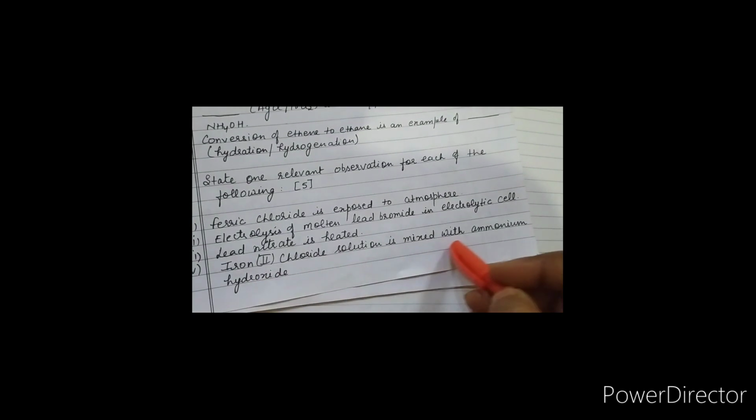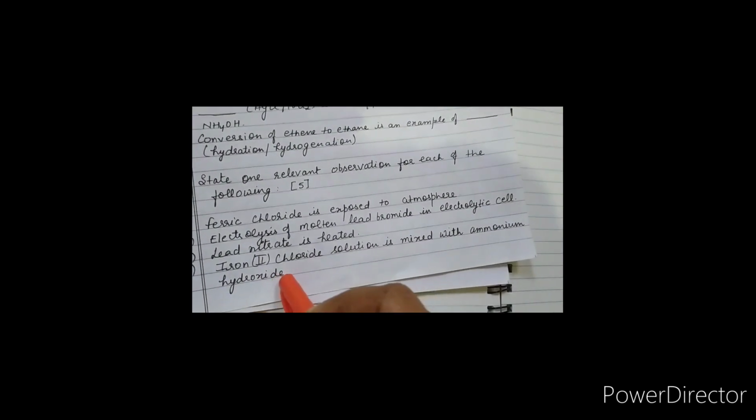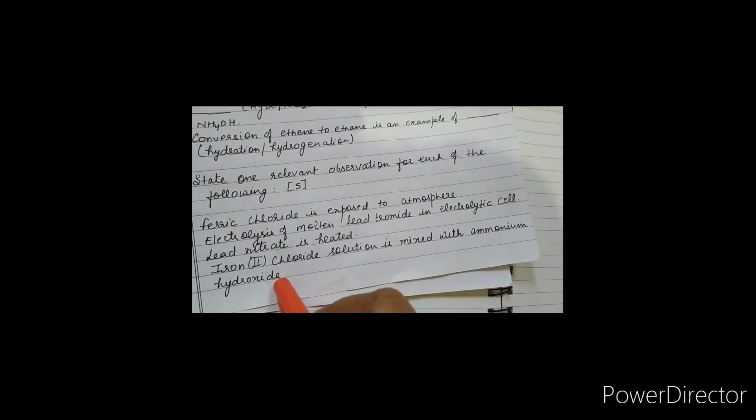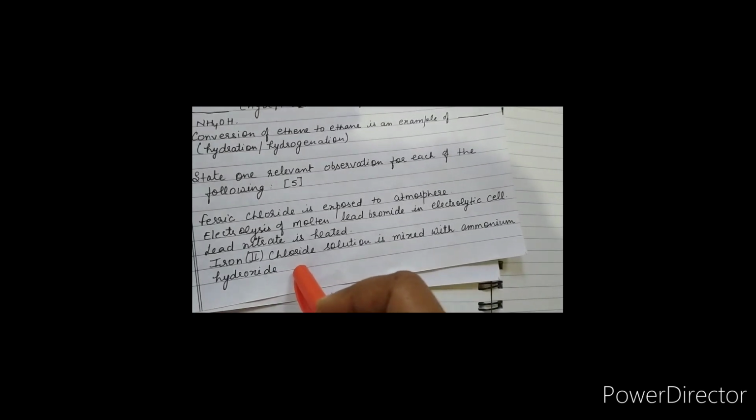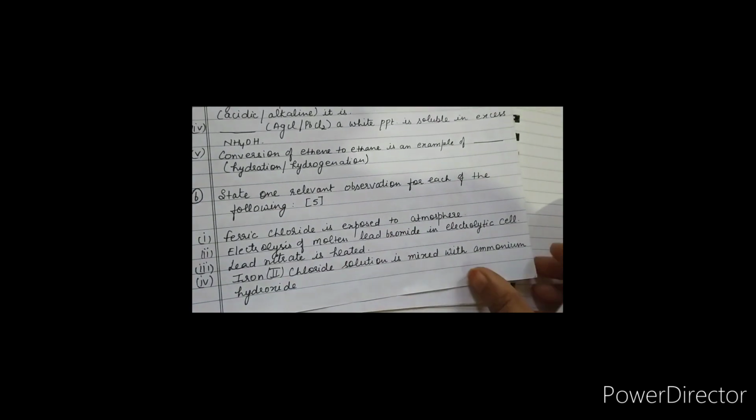Ferrous chloride solution is mixed with ammonium hydroxide. You will get ferrous hydroxide as precipitate. So you will write a dirty green precipitate will be formed, which is insoluble in aqueous ammonium hydroxide.